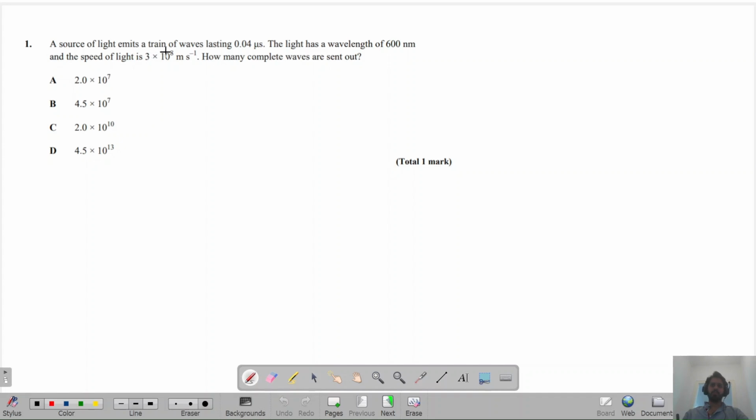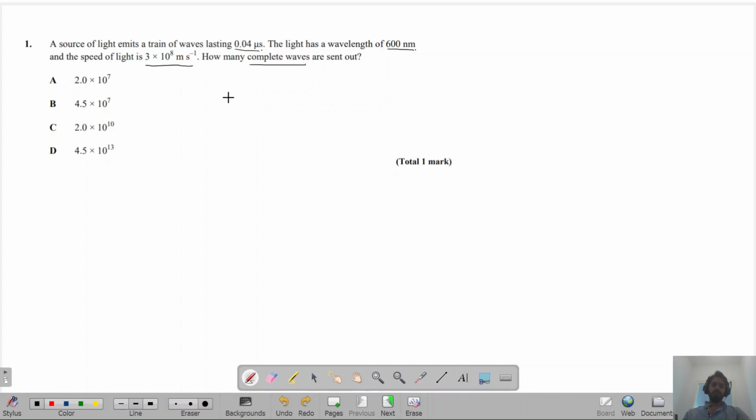We have a light source which is emitting light waves, and this process lasts for 0.04 microseconds. The light wave has a wavelength of 600 nanometers and the speed of light is also given. What we have to find is how many complete waves are sent out.